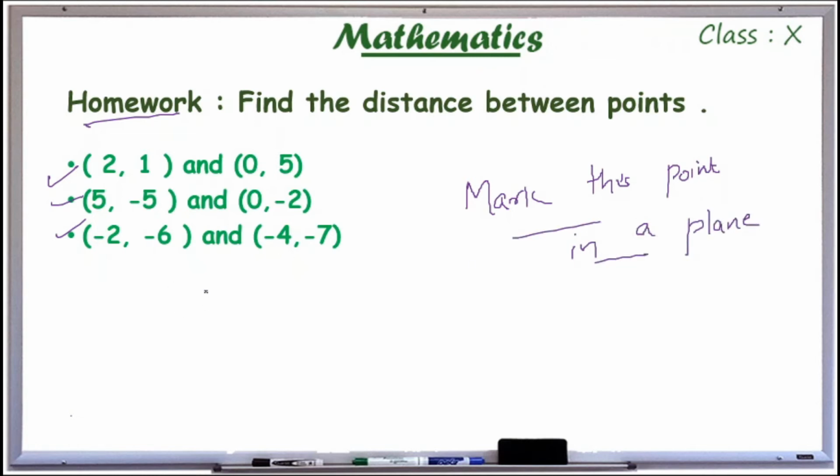So in order to mark 0, 1 and 2, 6: 0, 1 is this point. First give the value of x and then y. Then 2, 6 is this point. So you have to mark these 2 points and then find the distance.